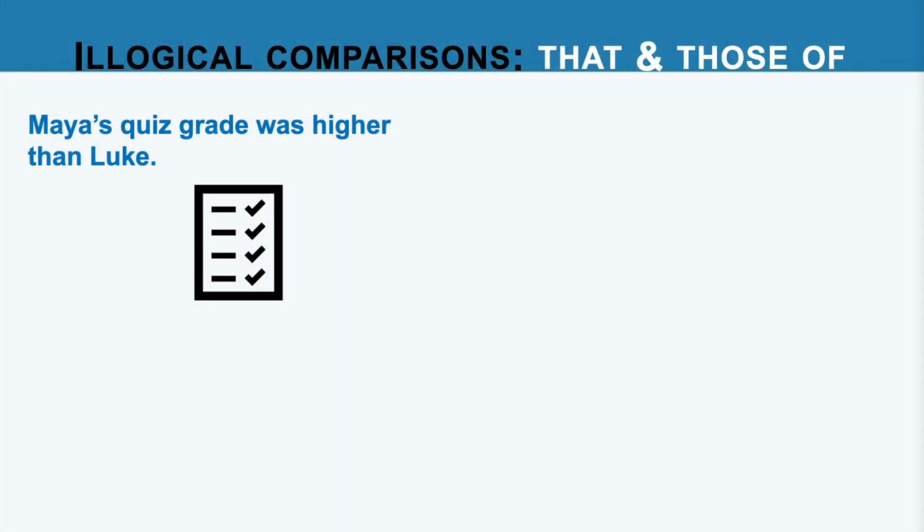Maya's quiz grade was higher than Luke. So obviously what's going on is Maya got a higher score on her quiz than Luke did, right? We all know that. But when we're looking at comparisons, this sentence is comparing Maya's quiz grade to Luke, the human being. But we can't compare a quiz grade to a person, and that's not what we mean. So let's look at option one.